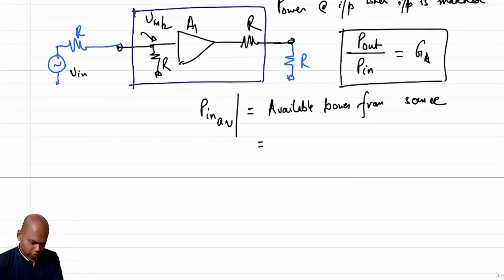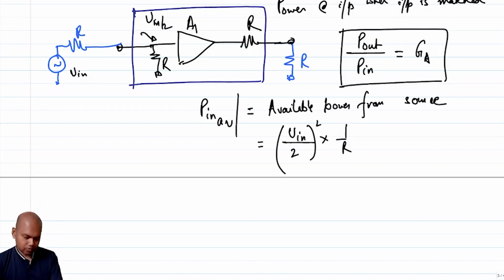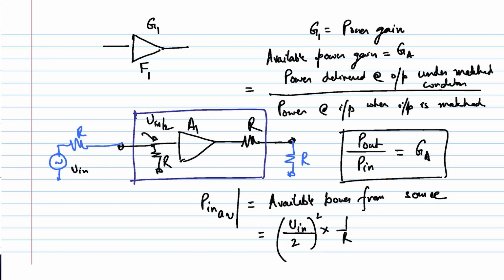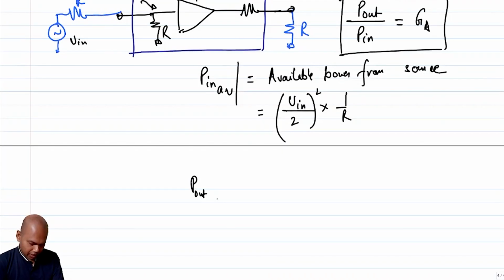So this is equal to how much? If I use RMS values of V in, then it basically becomes (V in by 2) whole squared by 1 by R, right? And similarly, your available power at the output, that is under matched condition, P out available is equal to this.